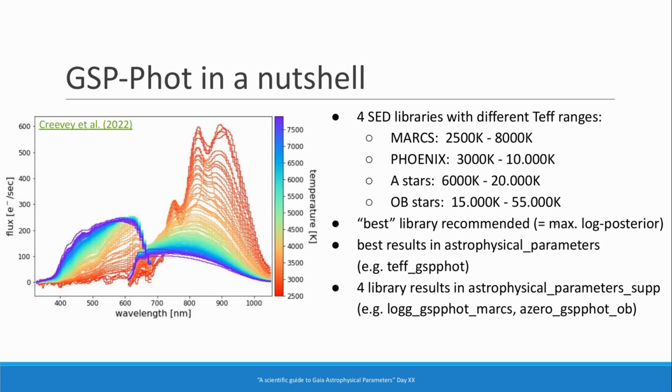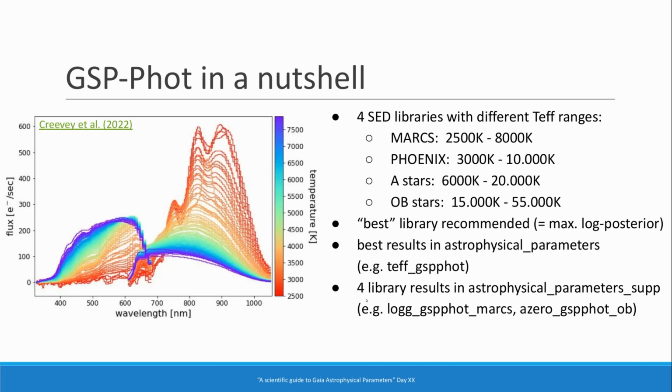Now, these best library results are reported in the Astrophysical Parameters table, for instance, as temperature_gspphot. But because the way we identify the best library may not be ideal, you may have your favorite library, say you always prefer MARCS over everything else, or you do not trust one, or you find a better criterion to select the best library. We also provide the 4 individual library results in the Astrophysical Parameters supplementary table.